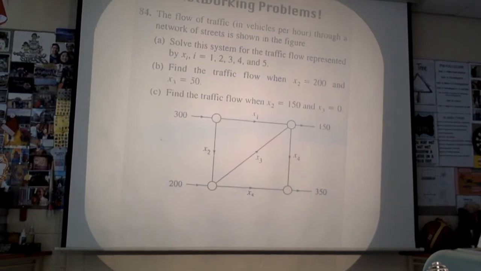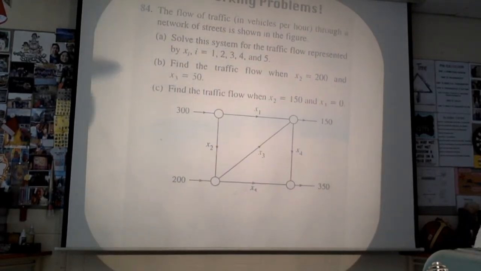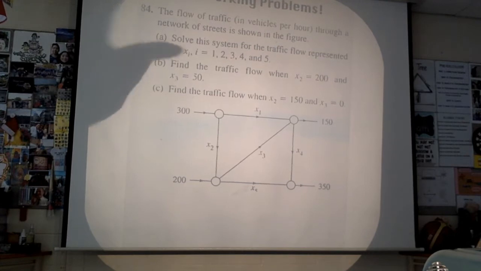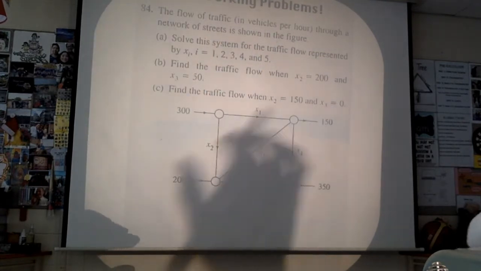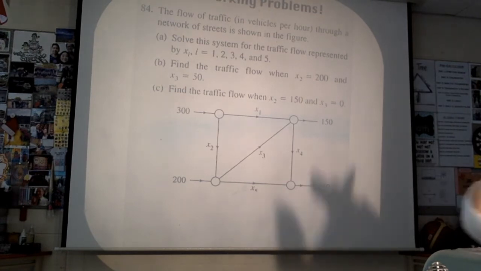What we're going to do is formulate a linear system based on what's shown here. They say solve the system for the traffic flow represented by x sub i, where i is 1 through 5. As you can see, there's traffic flows, and there's a network of 5. It's the flow of traffic, vehicles per hour, through a network of streets, and we're just trying to see what the traffic flow is, okay?